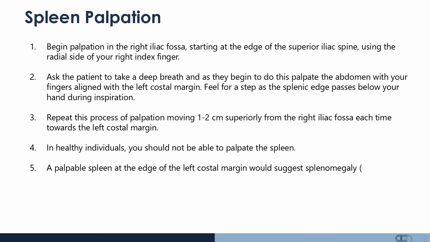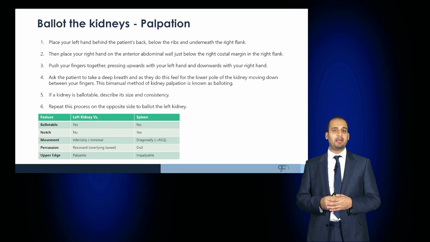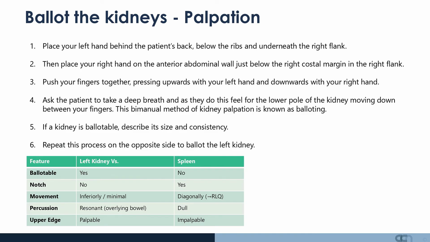Move on to ballot the kidneys by placing one hand behind the patient's back, below the ribs underneath the right flank, and the other hand on the anterior abdominal wall just below the right costal margin. Push your fingers together to see whether or not the kidneys are ballotable. If the kidneys are ballotable, describe their size and their consistency.